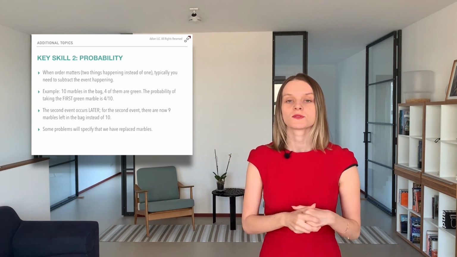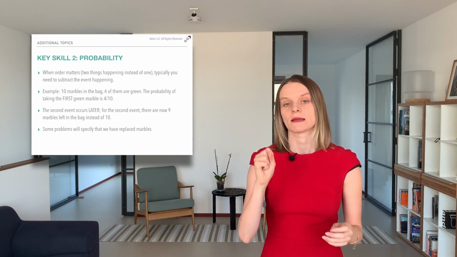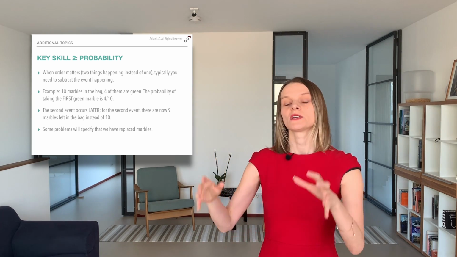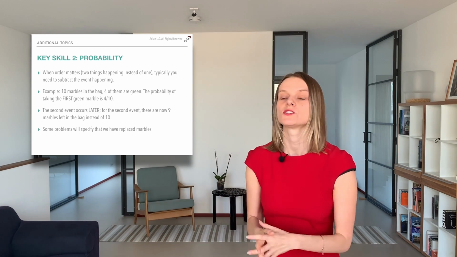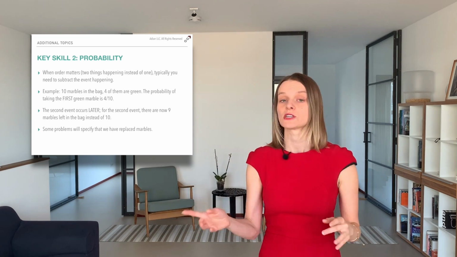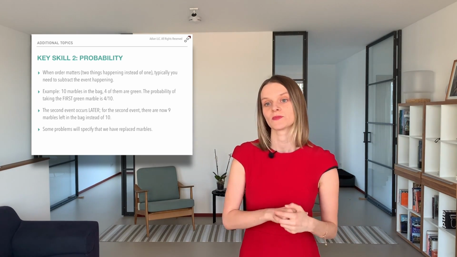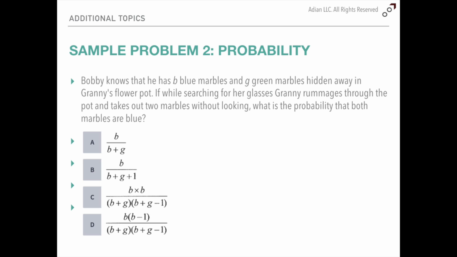Now, some problems will say that you're pulling this out at the same time, and here this also applies. So when you calculate the probability of the second event, you can assume that 1 has been taken out, unless you're told that it was replaced. So let's take a look at sample problem 2. Bobby knows that he has B blue marbles and G green marbles hidden away in Granny's flower pot.